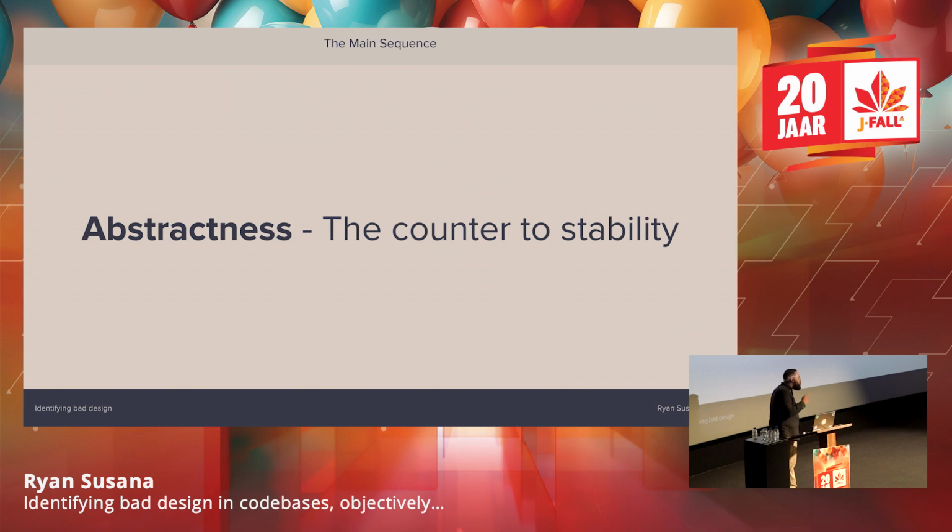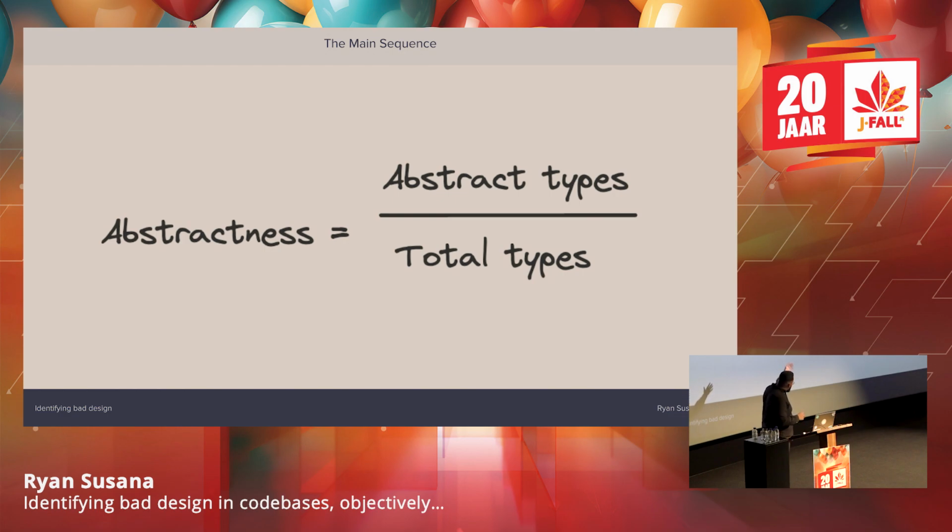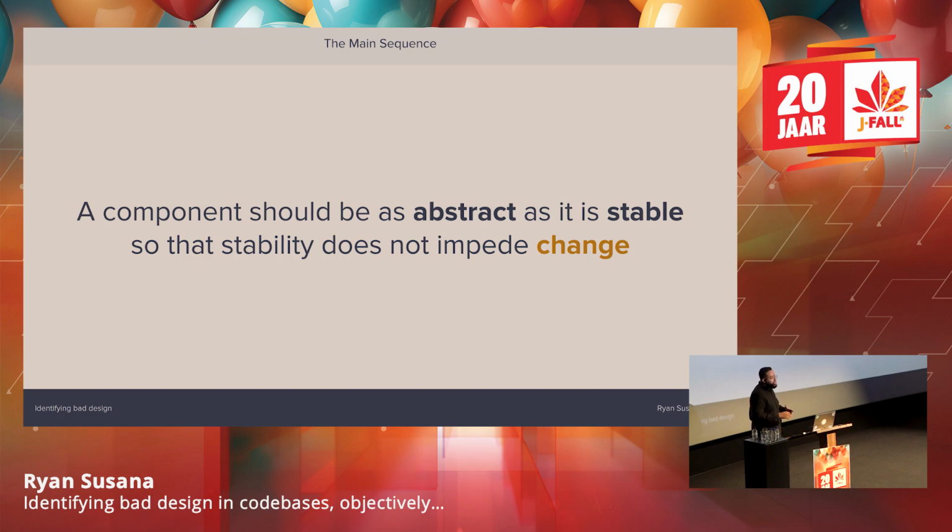So there's another metric that he describes in this book. It's called abstractness. Now, abstractness is the counter to stability. And he says that this is how you calculate abstractness, by the way. You take the abstract types and you divide it by the total types. All right? And he says that a component should be as abstract as it is stable so that making change to that component doesn't get in the way of itself, right? And that's what this abstractness metric is all about.